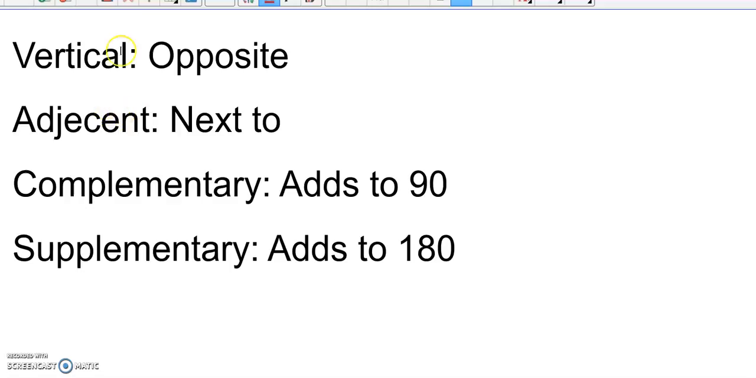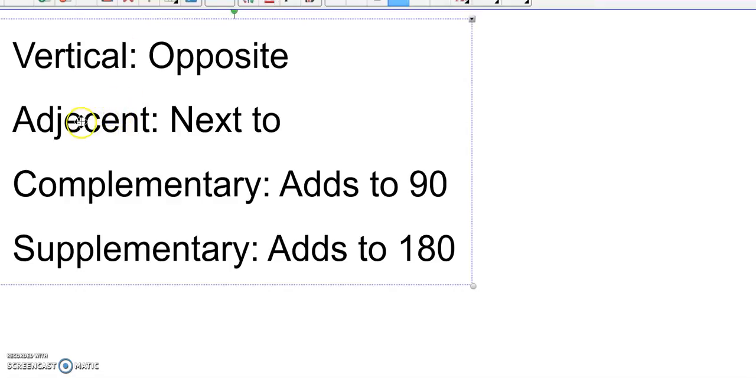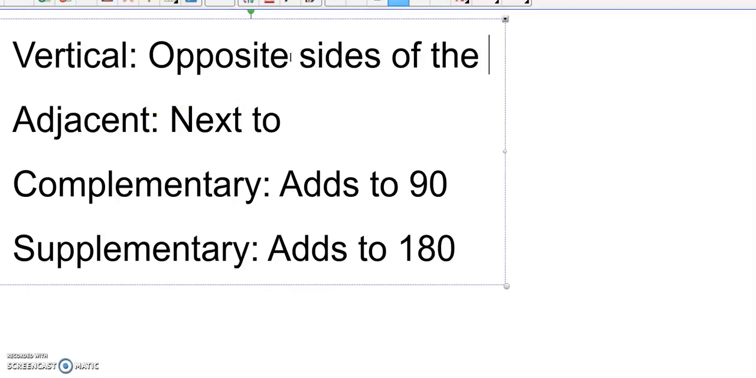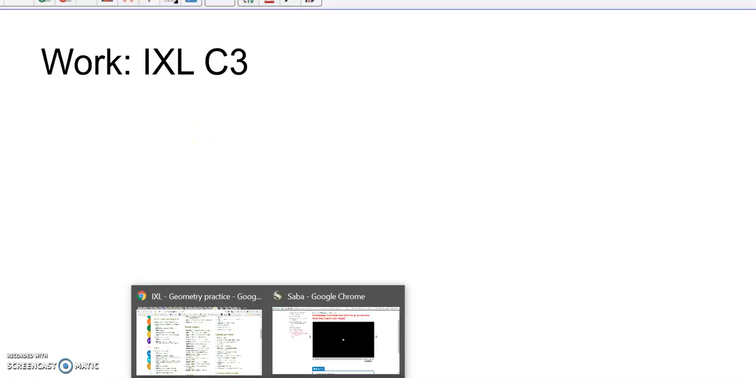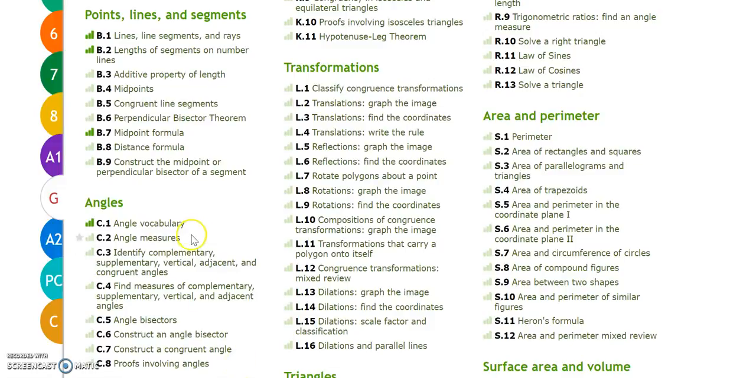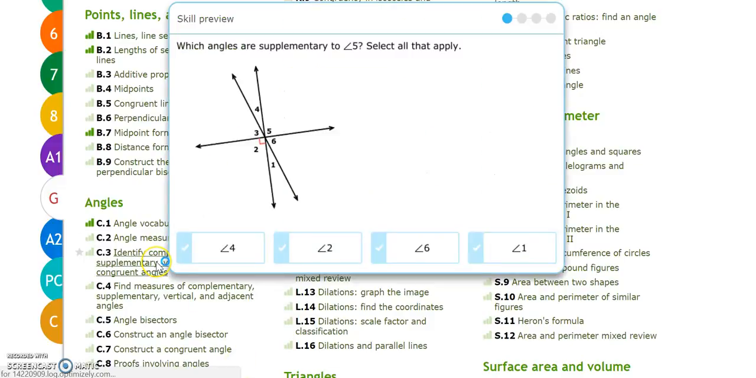This is just sort of a quick reference for what it means for each pair. Vertical, they're on opposite sides of the X. Adjacent means next to. Complementary adds to 90, and supplementary adds to 180. Your work, IXL C.3. I'm going to show you a couple of problems on there so you can see it. So I'll pull up IXL. I'm under geometry, going to C3.